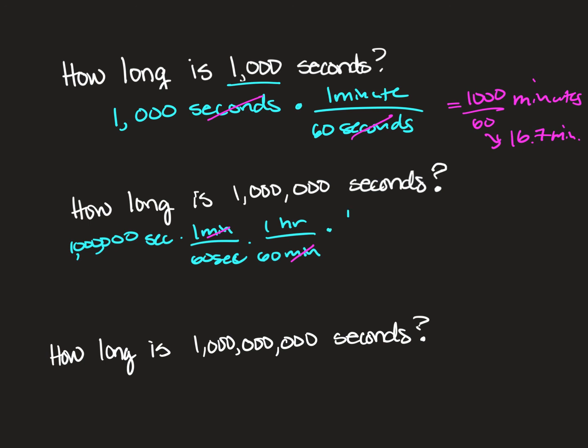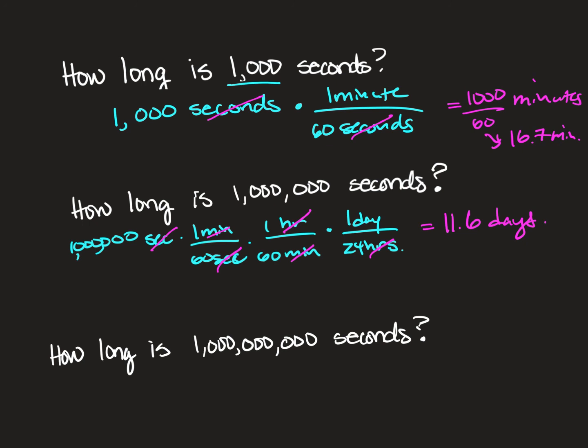And then we've got 1 day is 24 hours. Okay, cool. And so my seconds are going to simplify, my hours are going to simplify, and I know from experience at this point that this is going to end up being about 11.6 days. If you do 1,000,000 divided by 60, divided by 60, divided by 24, you get about 11.6 days.